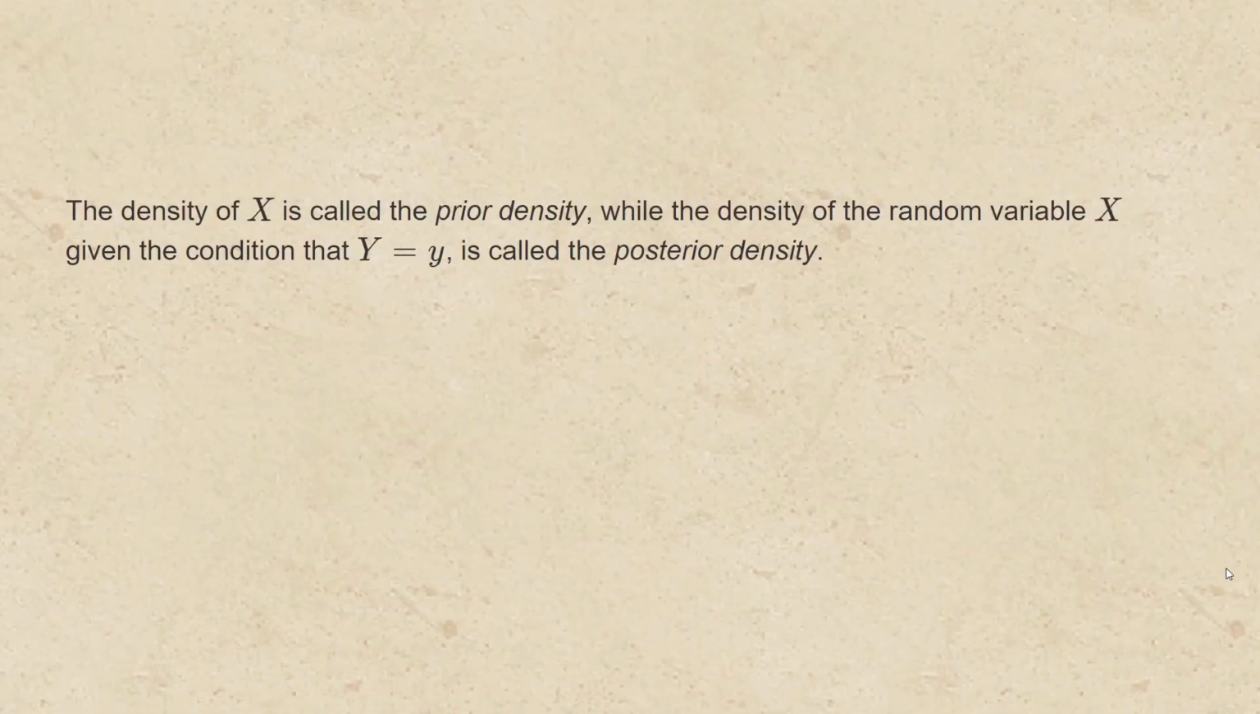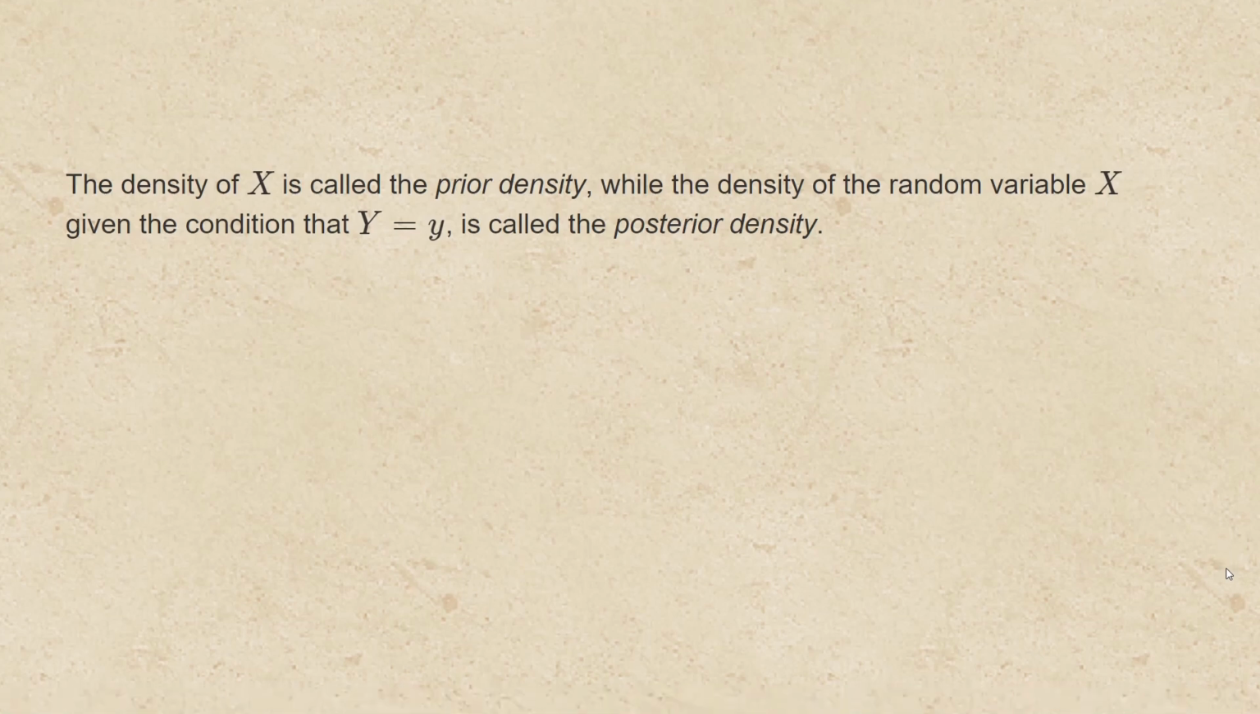The density of X is called the prior density, while the density of the random variable X, given the condition that big Y equals little y, is called the posterior density.